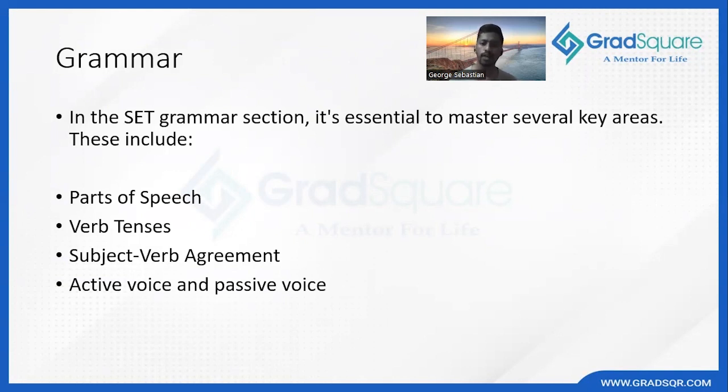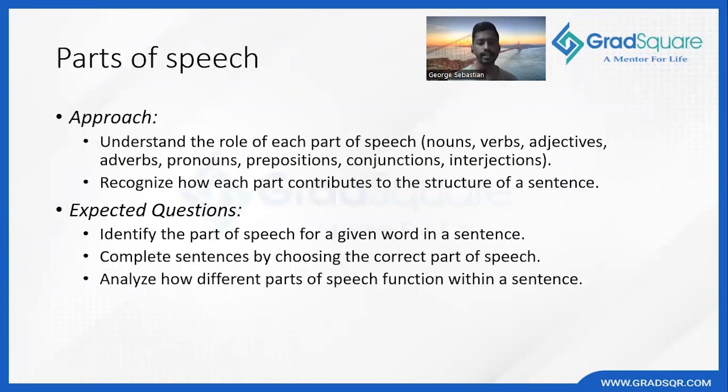For the grammar part, we need to only know in detail about the basic areas of grammar, such as the parts of speech, verb tenses, subject-verb agreement, and finally active voice and passive voice. If you have a very basic understanding of how these areas work, that will be more than enough to ace the grammar part of the examination. So let's take a detailed look at each of the sections, right?